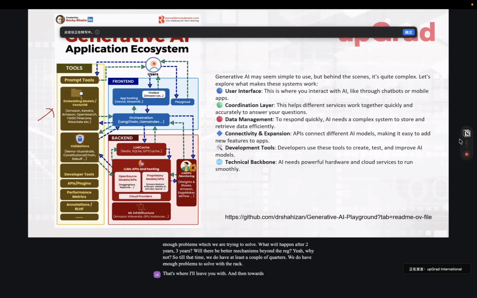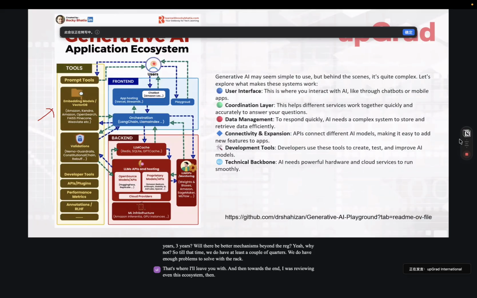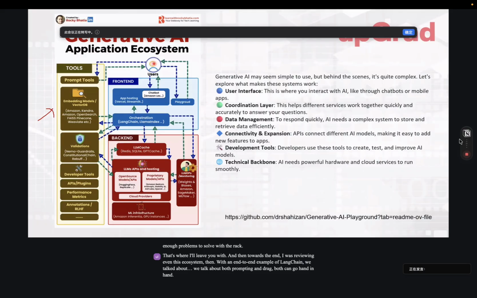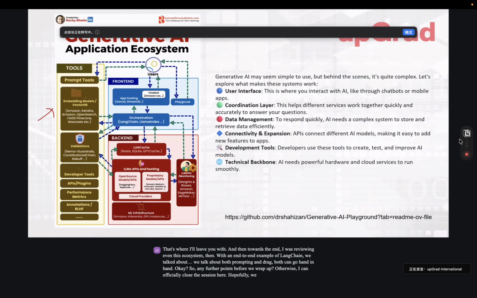Towards the end, I was reviewing this ecosystem. Then with an end-to-end example of LangChain, we talked about both prompting and RAG. Both can go hand in hand. Any further points before we wrap up? Otherwise, I can officially close the session here. Hopefully we are adding value to your learning journey. Please practice both RAG and the prompting aspects as well. That's where we are right now.